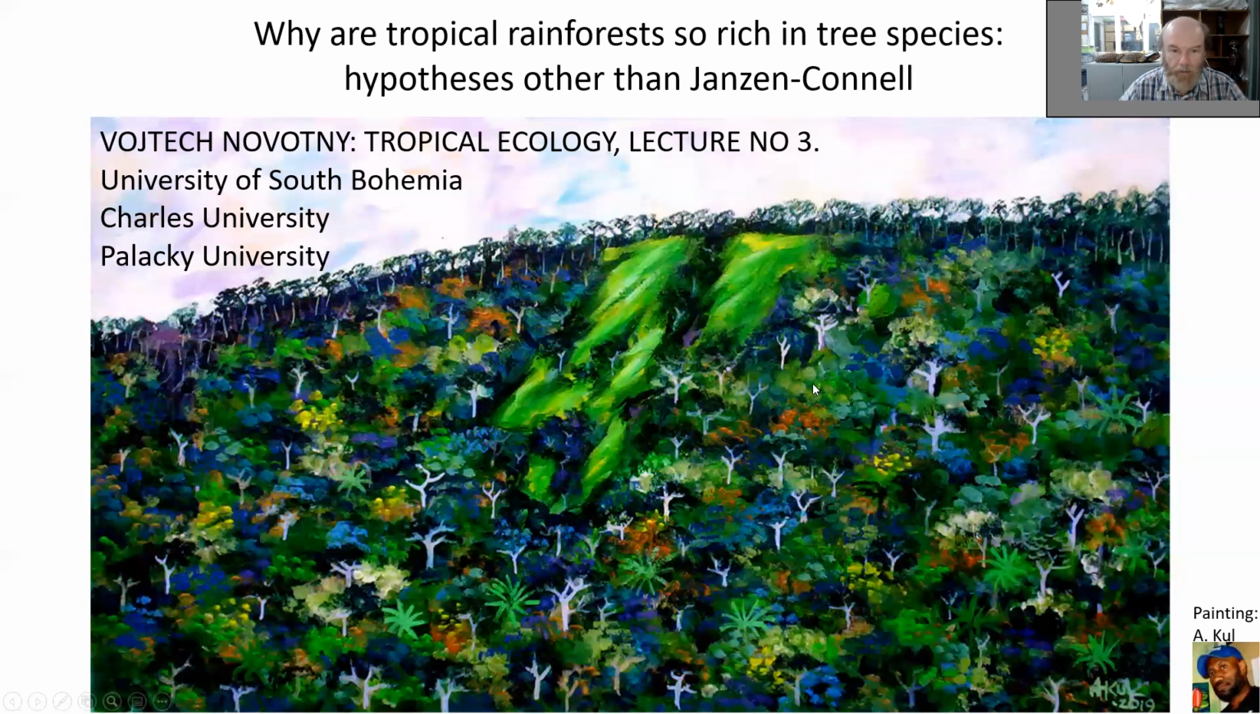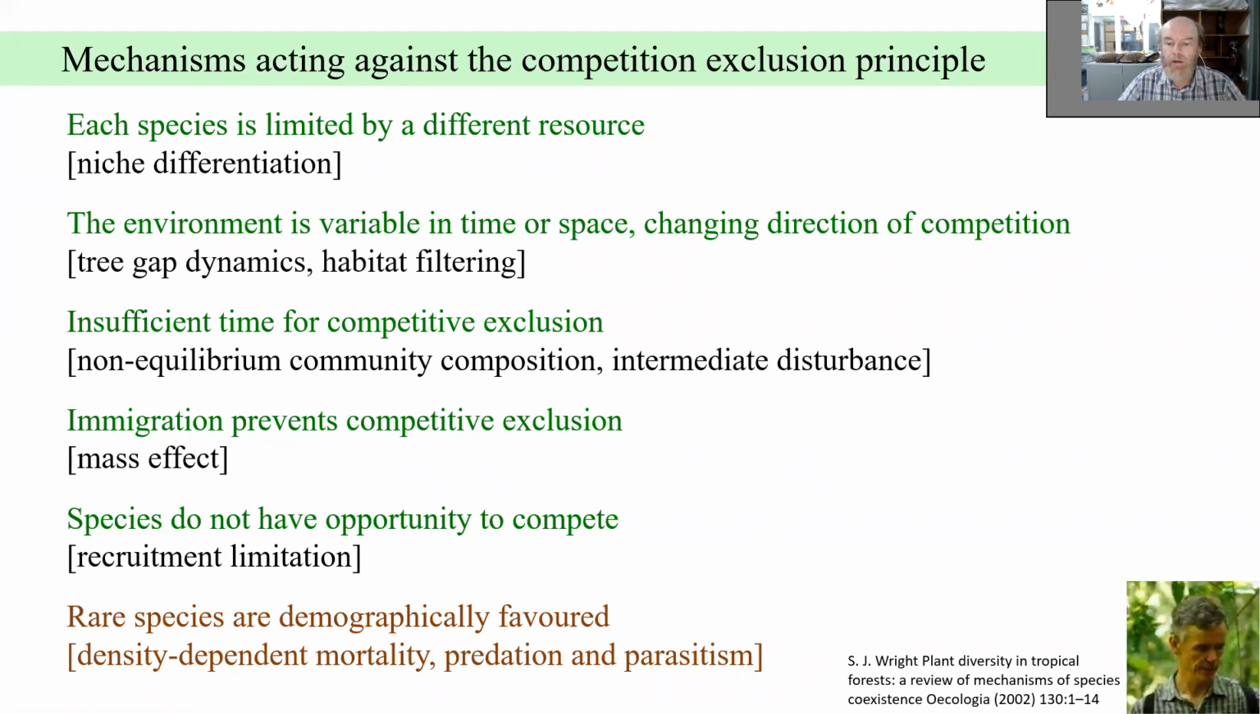So with this, we can look at the review of Joe Wright, which is almost 20 years old now, entitled Plant Diversity in Tropical Forests: a review of mechanisms of species coexistence. But these basic considerations are pretty much the same. There hasn't been any major new explanation in 20 years, although there has been quite a bit of new data and better understanding of the importance of these factors.